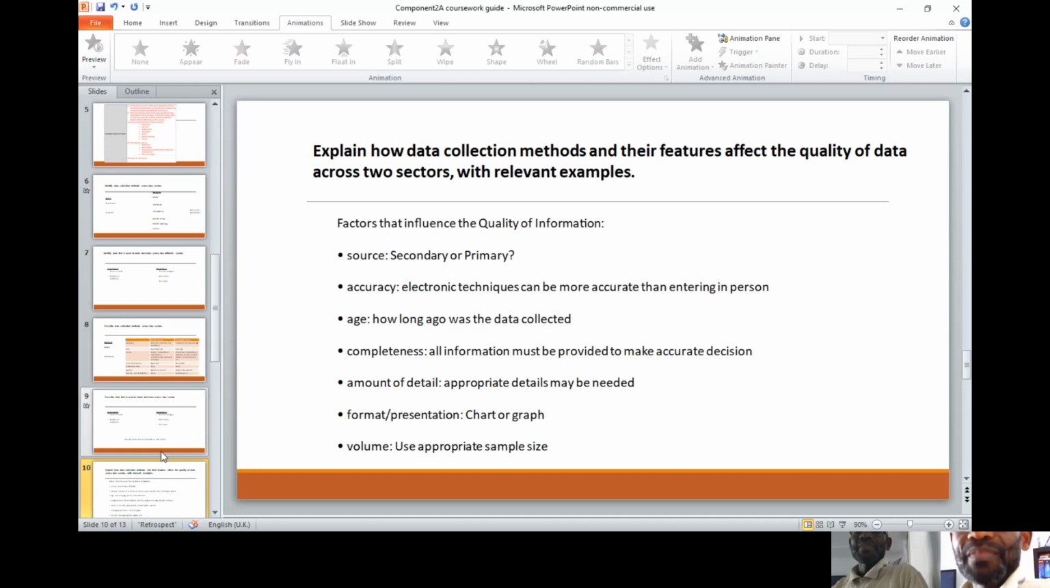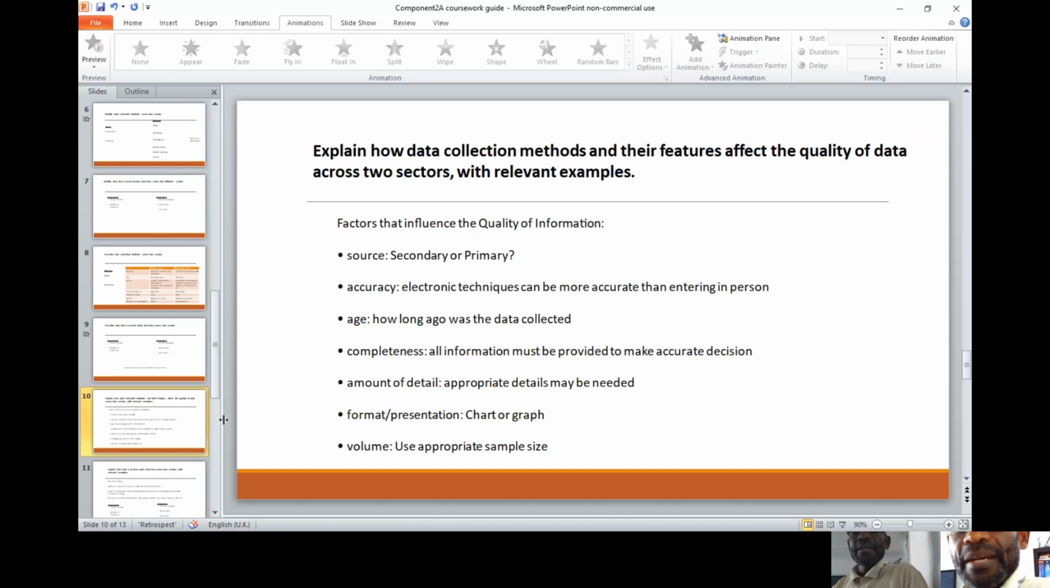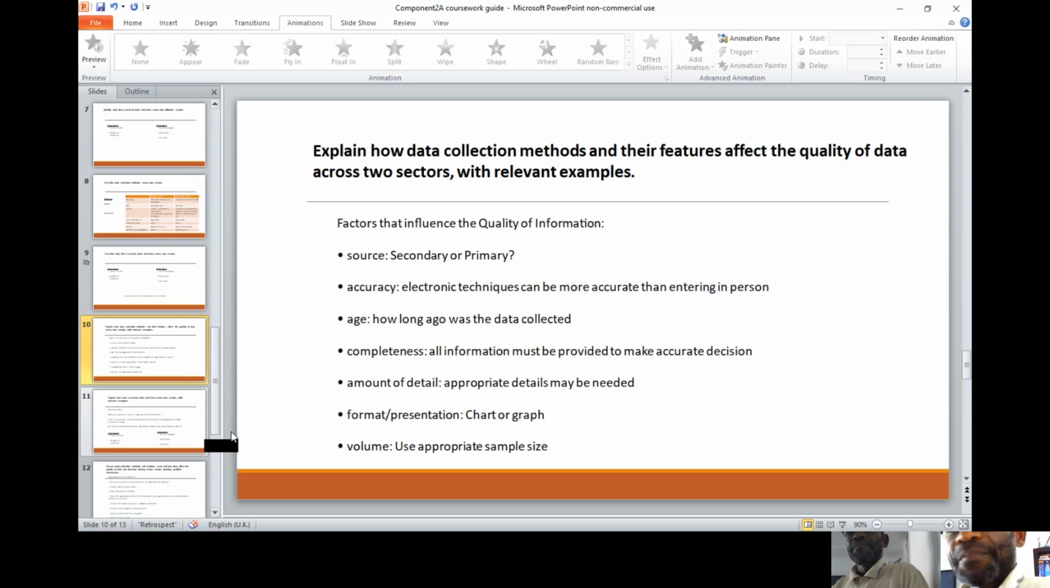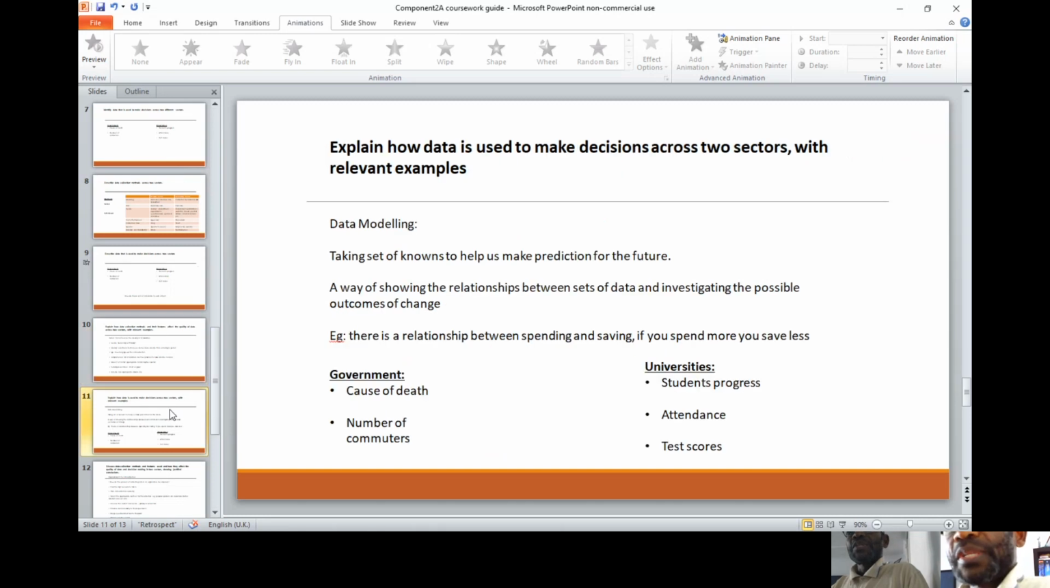Right. So in this case, you can copy or you can make your own example here. Okay? You can highlight how the COVID-19 presentation is presented during the day. So the next question here: explain how data is used to make decisions across two sectors.